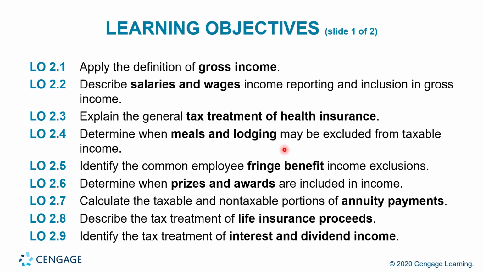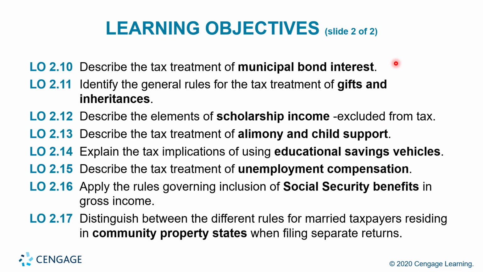and lodging, fringe benefit, prizes and awards, annuity payments, life insurance proceeds, interest and dividend income, municipal bond interest, gifts and inheritances, scholarship income, alimony and child support, educational saving vehicles, unemployment compensation, Social Security benefits, and community property states.